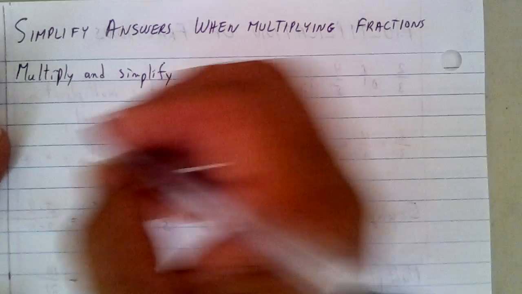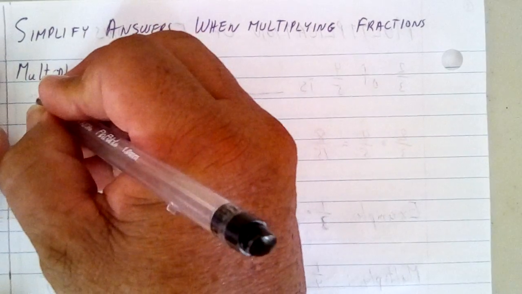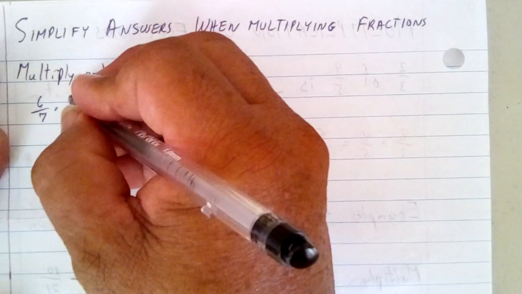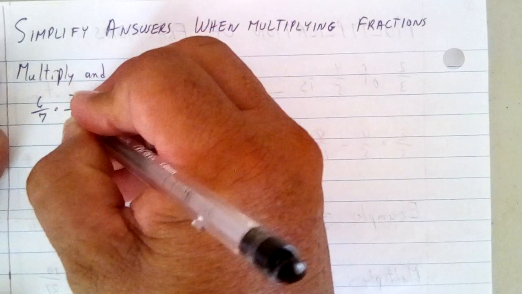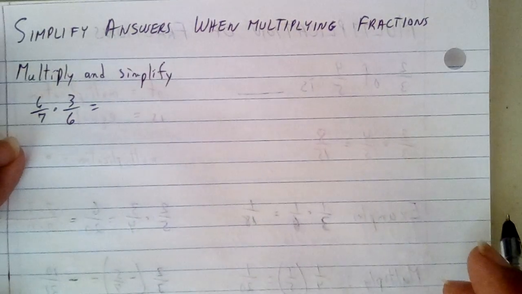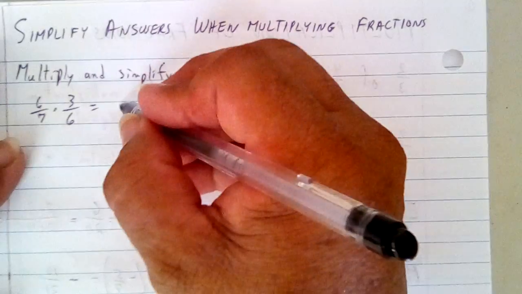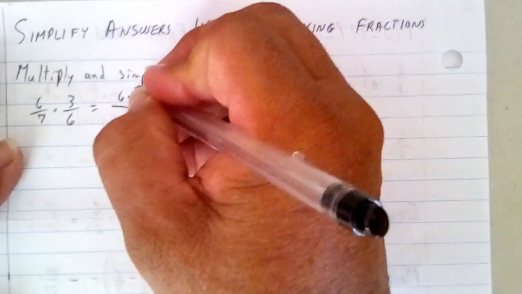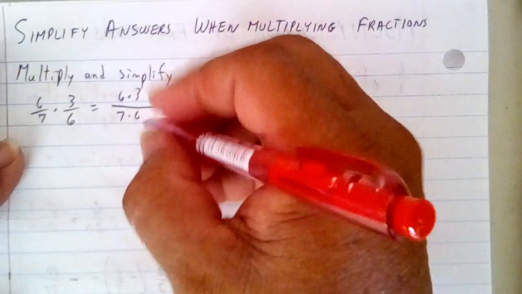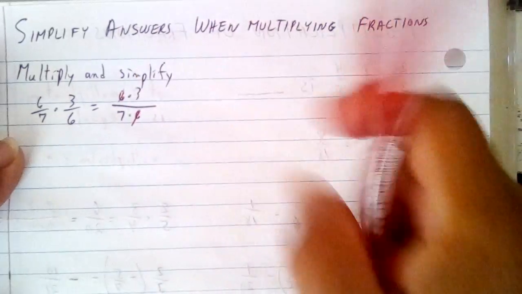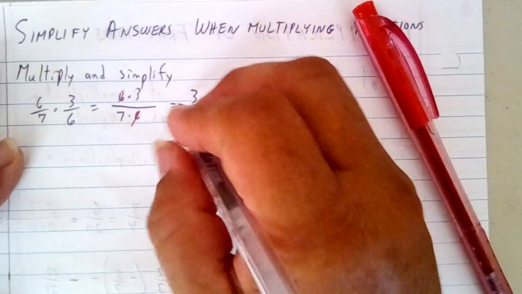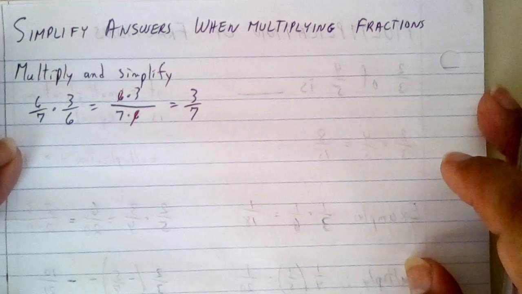So to start up with, let's start with an example of 6 over 7 times 3 over 6. Okay, when we multiply these two fractions, we notice that we end up with 6 times 3 and 7 times 6. The 6's will be able to cancel out, giving us a solution of 3 over 7. We have just reduced it to its simplest form.